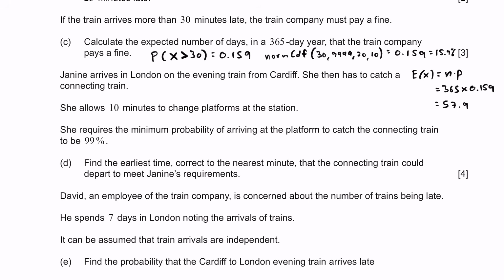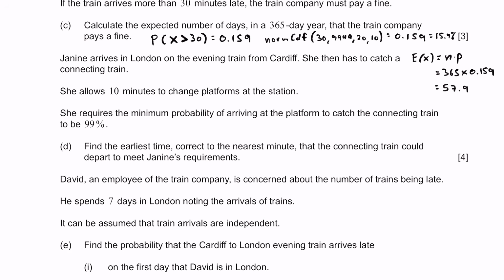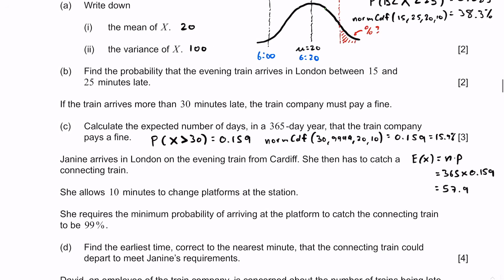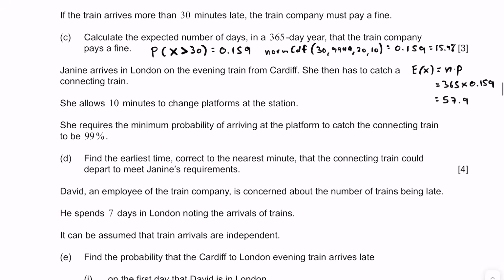It's a 4-mark question, and to be honest, I think the wording is actually a little confusing. I think it could potentially be stated in more straightforward terms. Essentially what they're asking here is Janine wants to catch a train. She's coming in from Cardiff, arriving into London. You can imagine she wants to book this train in advance. She knows that this train arrives late, and it doesn't arrive on time, it arrives according to this distribution. She wants to make sure that she doesn't miss her train. So in terms of booking it early, how can she be 99% sure that she catches it?